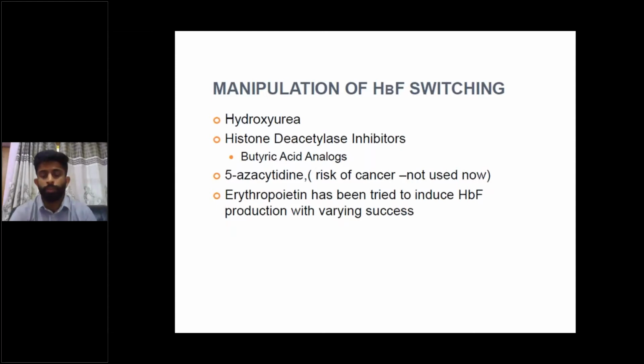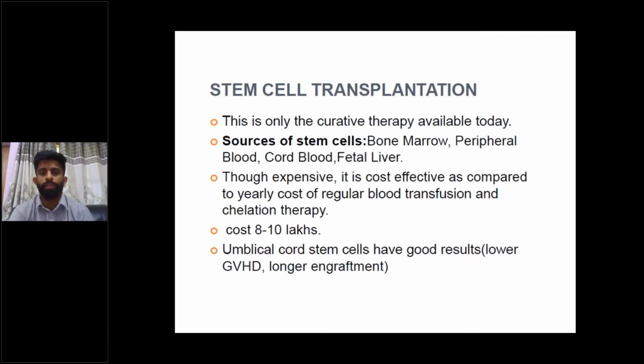Now, the manipulation of HbF switching is much more useful in sickle cell anemia, whereas in thalassemia, it's not that evidently useful. The definitive treatment for thalassemia is stem cell transplantation. It is the only curative therapy available today. The source of blood cells, stem cells can be bone marrow, peripheral blood, cord blood, fetal liver. Though expensive, it is cost effective as compared to yearly cost of regular blood transfusion and chelation therapy.